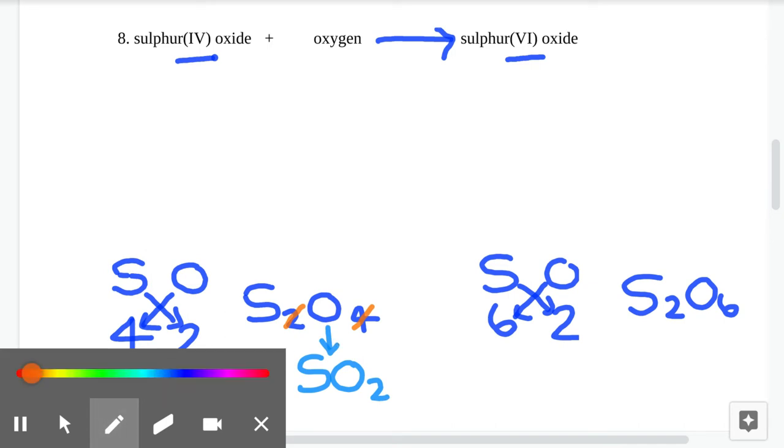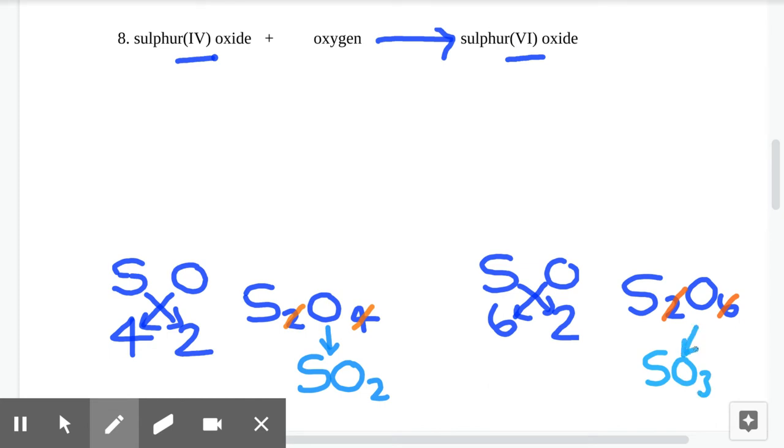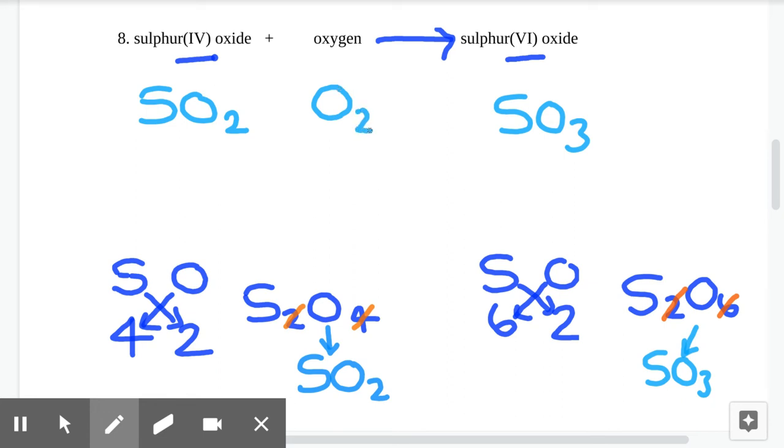Likewise, we can do that with this one. The 2 goes into 6 3 times, which then allows us to have a formula of SO3 on this side. So SO2 on the left-hand side, reacting to make SO3 on the right-hand side. Oxygen, the element on the periodic table, is one of these magic ones which has this number 2, so we just write the number 2 on. It's one of the gases.